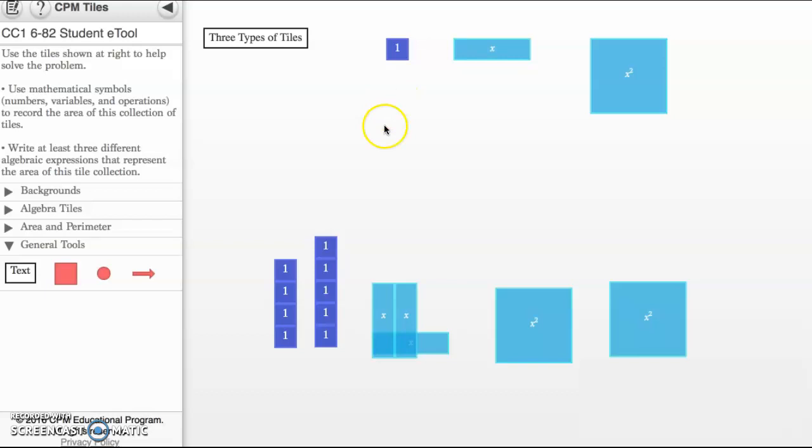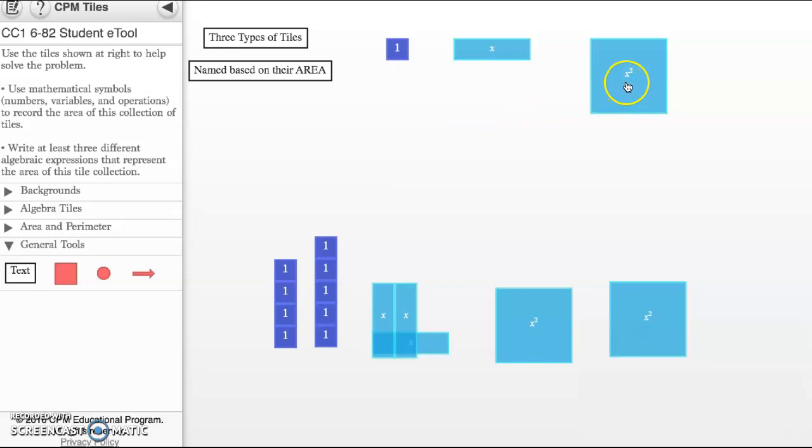So this website right here is the website that's from your ebook. So you'll be able to use these tools as well as we go through our algebra unit. Just as a review, we have three different types of tiles. Here are the types of tiles here. We have this large square, we have a rectangle, and then we have this smaller square.